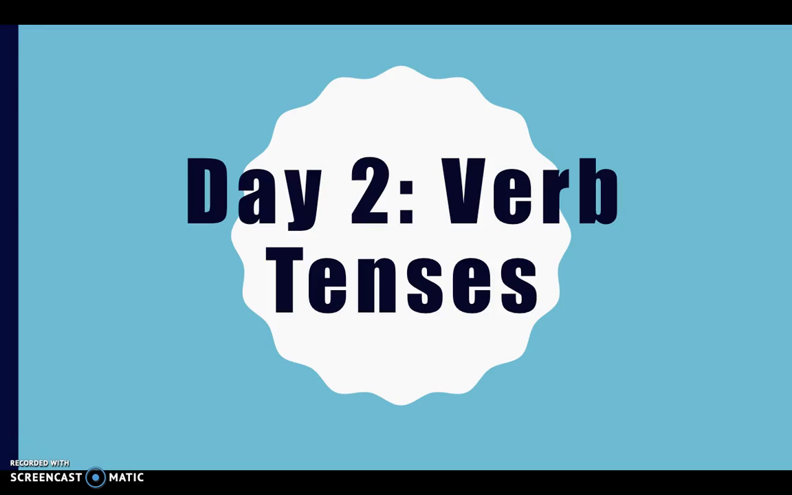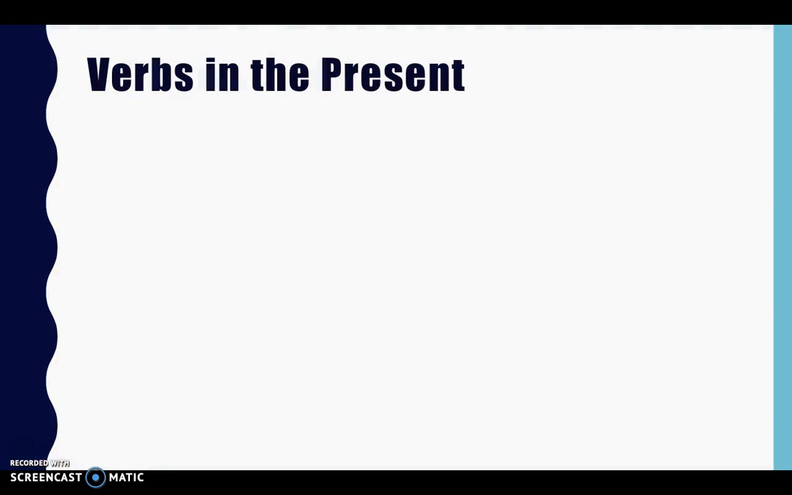Okay, here we are on day 2 of verb tenses. Today we're going to be talking about verbs in the present tense. Yesterday we talked about verbs in the past, which happened in the past. Today they're going to happen in the present. The action happens now.